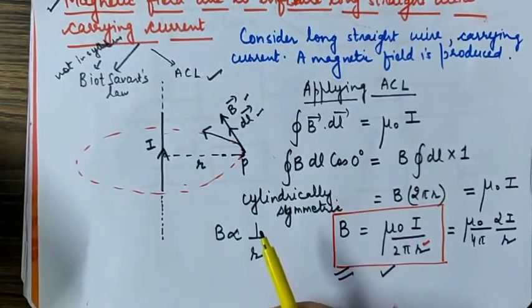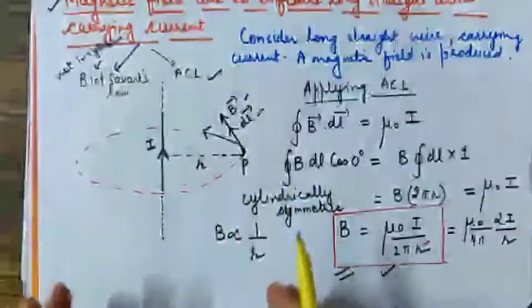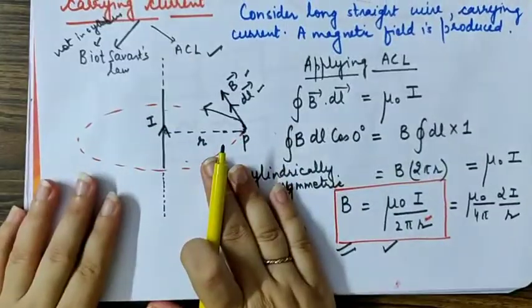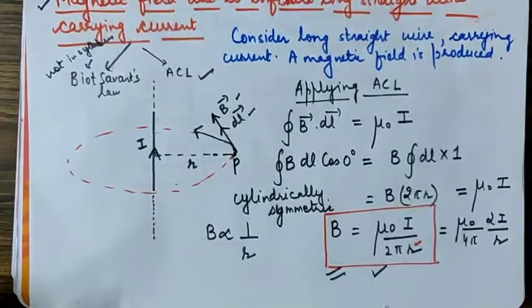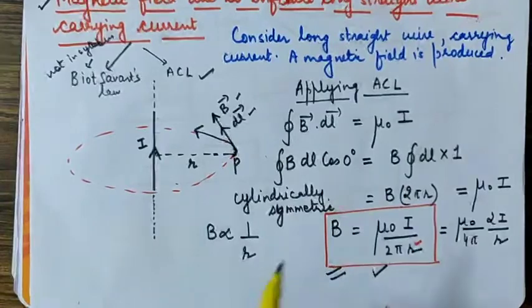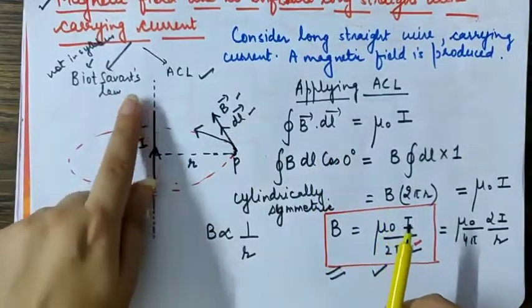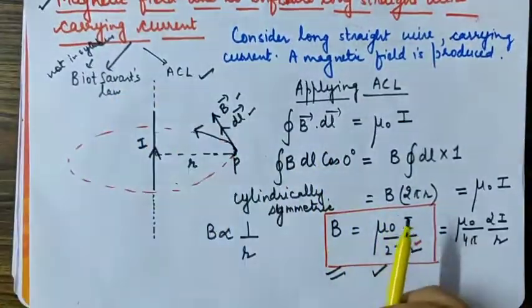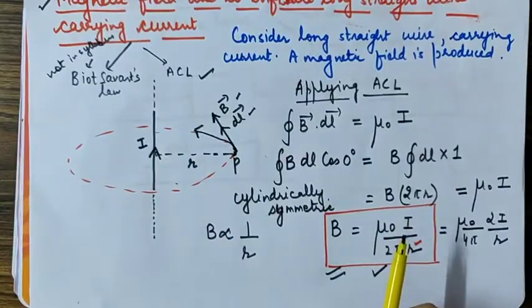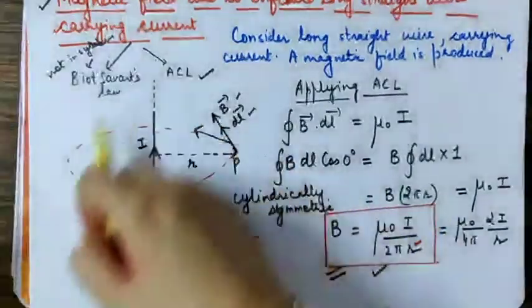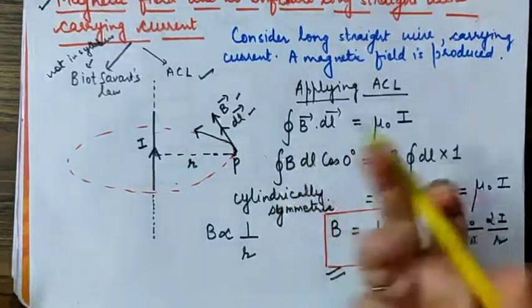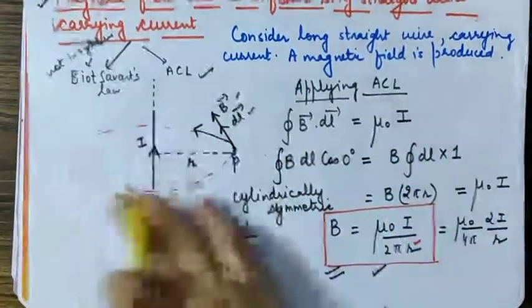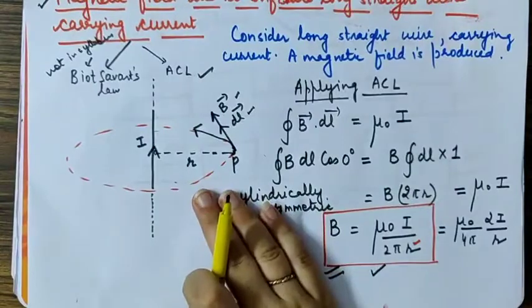Third point that we shall discuss is that it is in accordance with Oersted's experiment. We did Oersted's experiment at the start of this chapter, and from that experiment it was stated that a current carrying wire and a magnetic needle was placed near it. The magnetic needle used to deflect because there is a magnetic field around the wire. So we get an experimental proof, or you can say this is in support of Oersted's experiment.